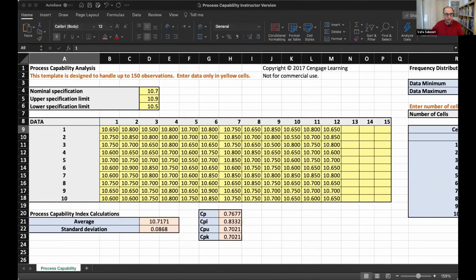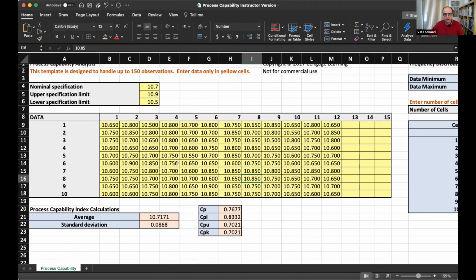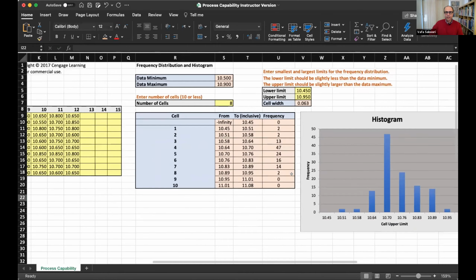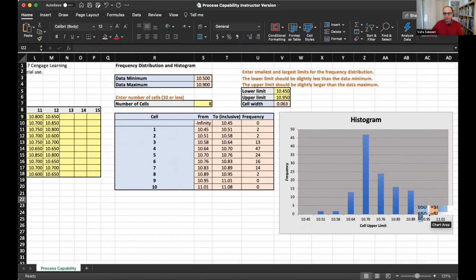It could be the other way as well. Okay, I have 10 days of sampling and 12 observations each day, or 12 samples, 10 observations each day. Either way works. So once you enter everything, it calculates the average and standard deviation, CP, CPL, CPU, and CPK. And you can see if your process is in control or not, okay? On top of this, it also creates a little histogram for you that basically shows what is happening with your process. This is basically an estimation of that normal curve that we drew, if you remember, okay?